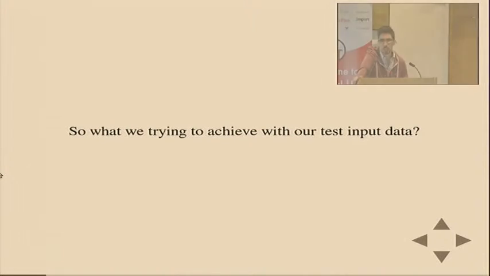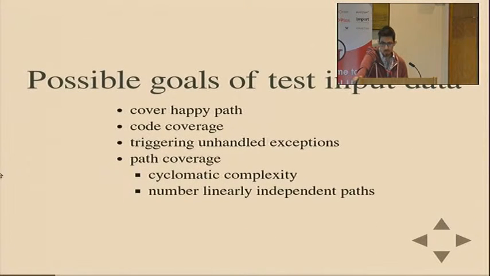So what are we trying to achieve with our test input data? Possible goals would be, most obviously, covering the happy path. Does it have the features that we were intending it to have? That would be an absolute minimum. What about covering the validation steps where the validation fails, or exception handling where something a bit different has occurred? But what about the exceptions you weren't expecting? I guess by definition you can't write a test for that because you weren't expecting it.